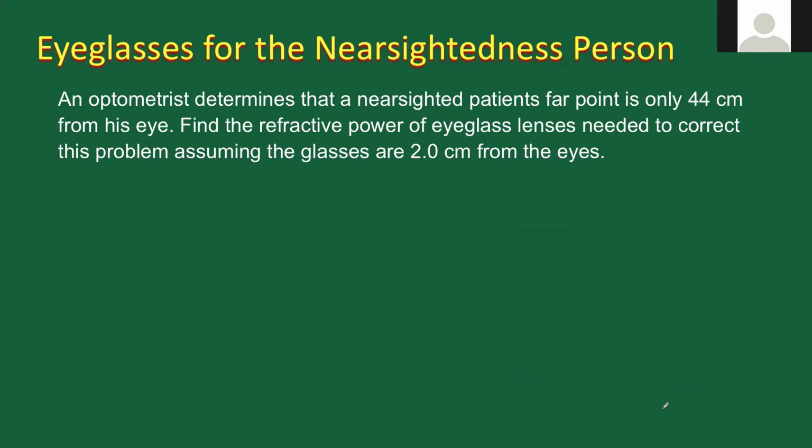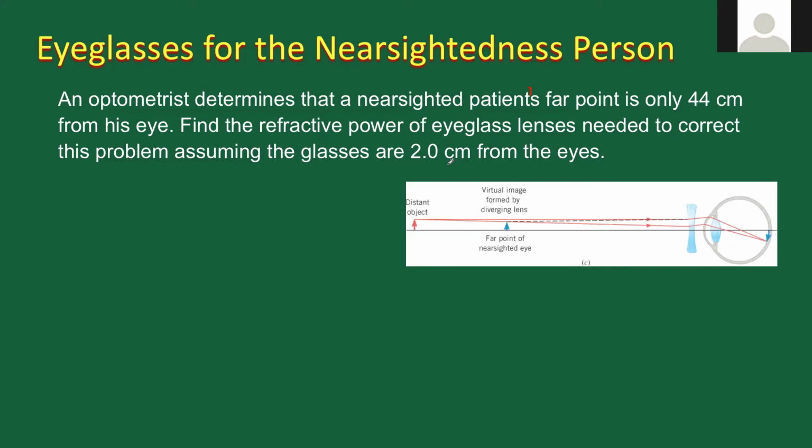An optometrist determines that a nearsighted patient's far point is only 44 centimeters from his eyes. So the patient's far point is 44 centimeters from his eyes. That means he can see the image clearly if the image is formed at 44 centimeters from his eyes. So find the refractive power of the eyeglass lenses needed to correct this problem, assuming that the glasses are 2 centimeters from the eyes. Okay, here is the picture.